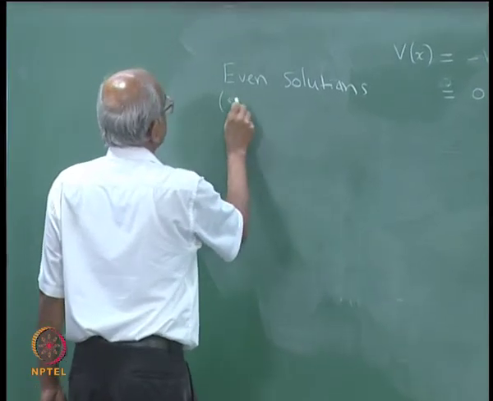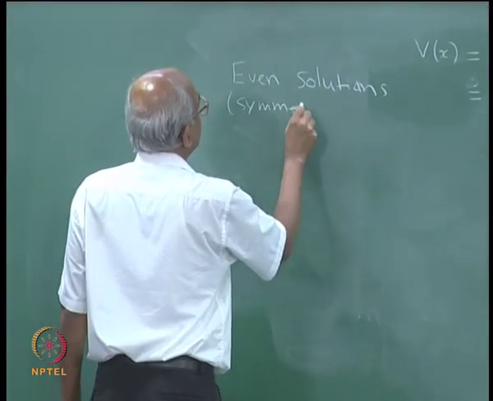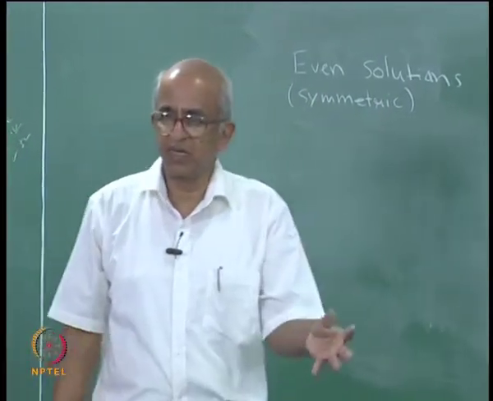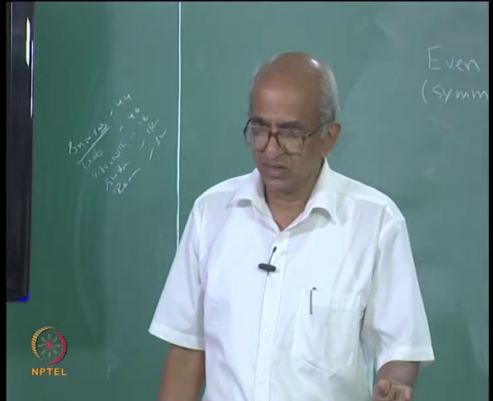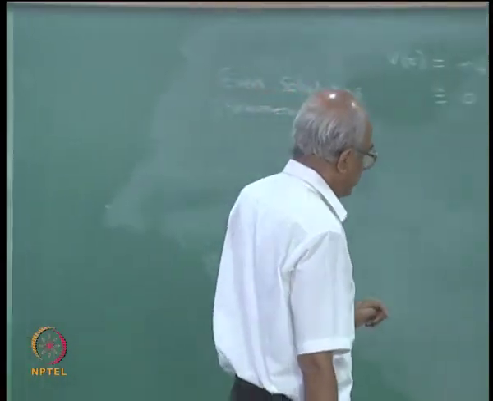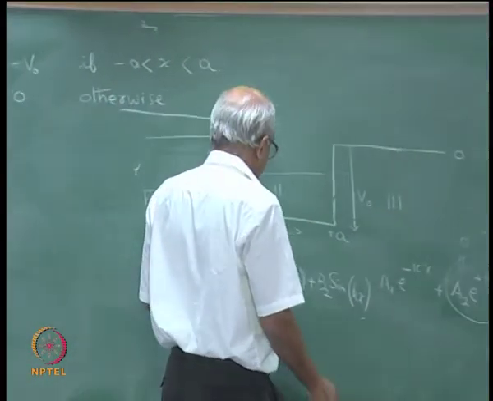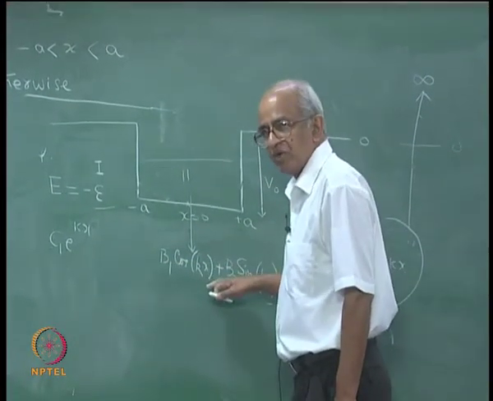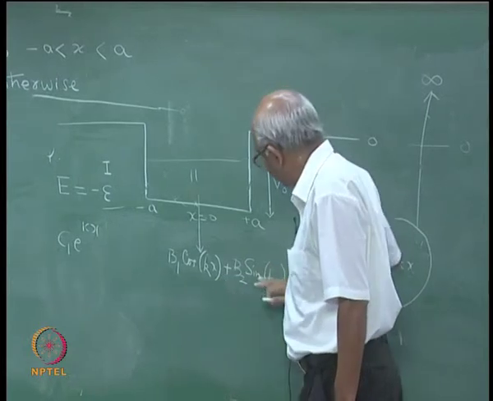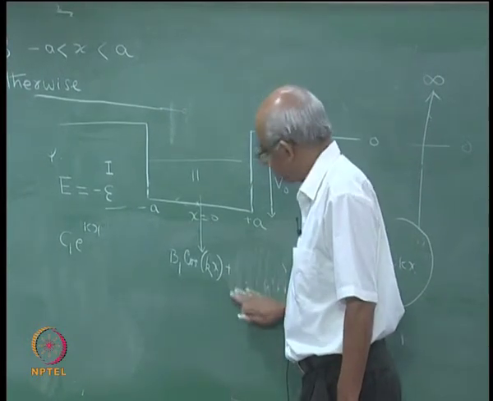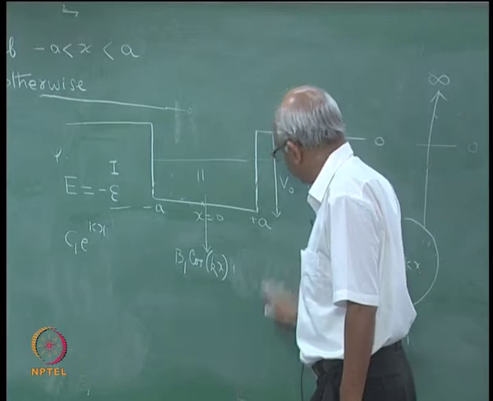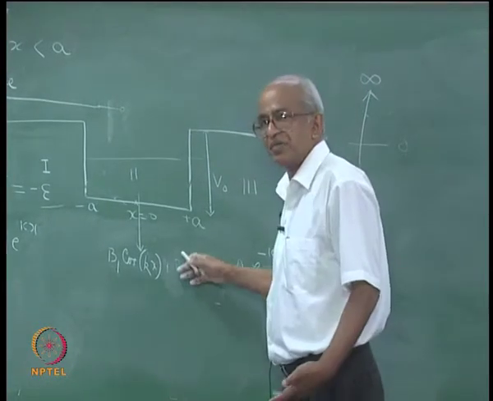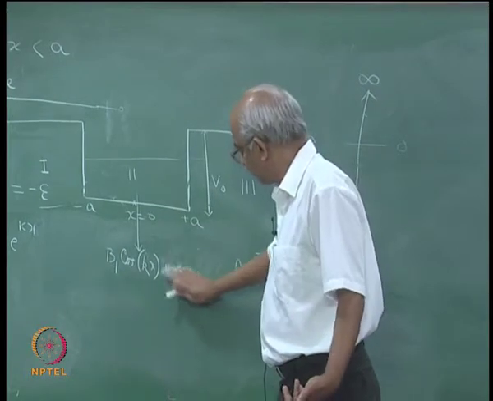Or I should say symmetric. What this means is that if you replace x with minus x, the solution remains unchanged, and if that is to happen, what is the condition? The condition is that the function should contain only b1 cos kx, it should not contain b2 sin kx. So, that actually implies that b2 which was occurring there must be equal to 0.